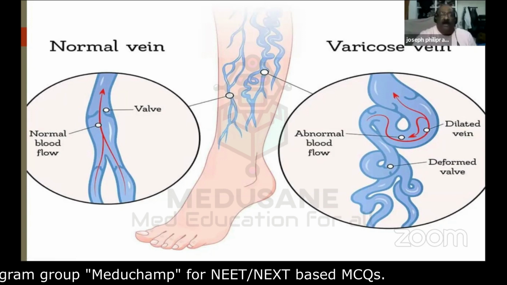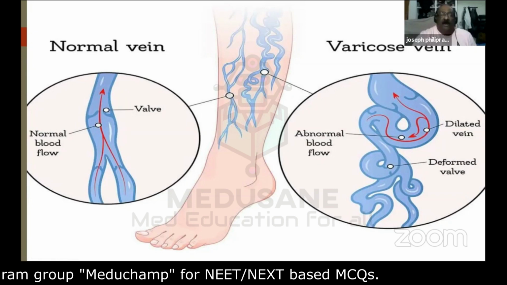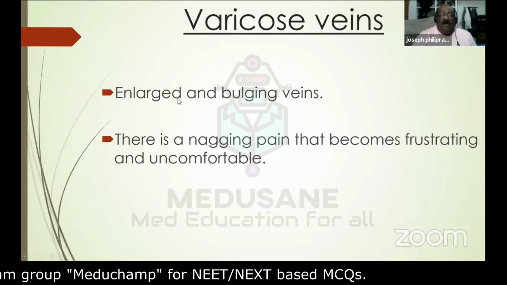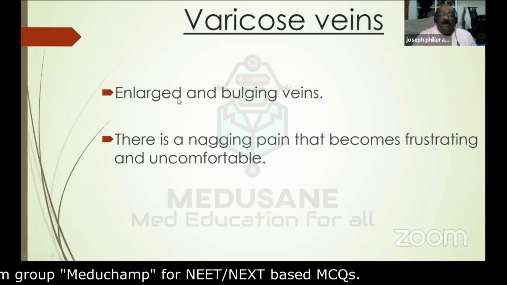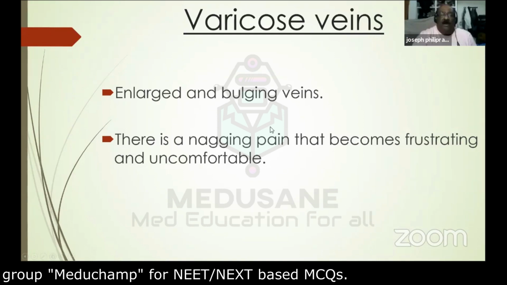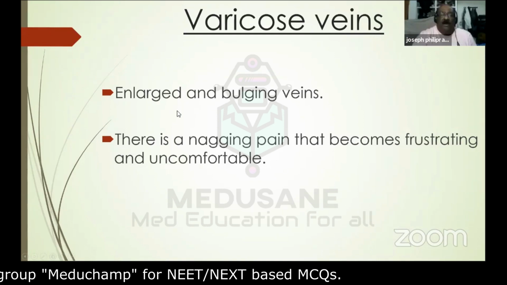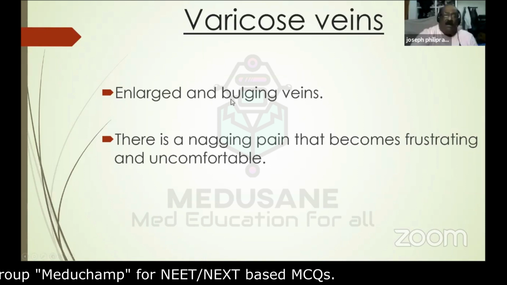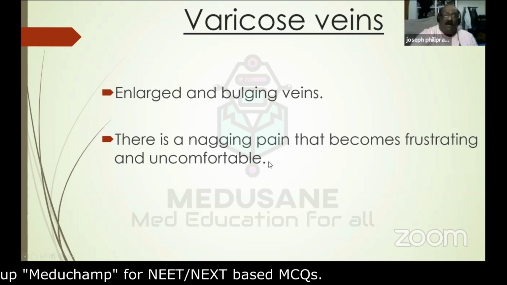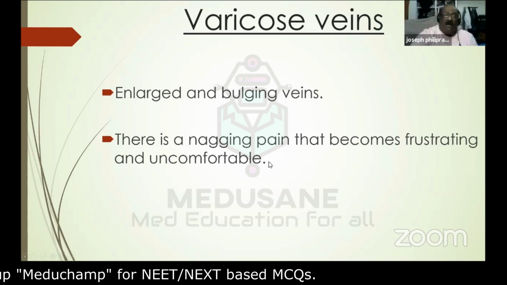So basically I mentioned it is enlarged, tortuous, and they are bulging. Visible veins which are tortuous and bulging are due to the varicose veins. Sometimes veins can be visible, but they are not varicose veins. But when they are enlarged and tortuous and worm-like, then it is known as varicose veins.